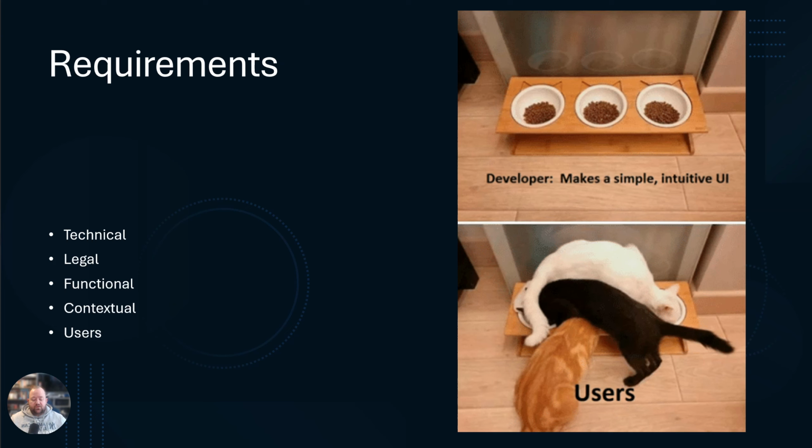Functional requirements, so these are aspects of your design that your users will interact with or how they will engage with your product. Contextual design, also known as environmental, where we will capture the general state of the world that your product will live in and what context you need to be aware of and design for. And finally, your user requirements, which should be the guiding force of your design.